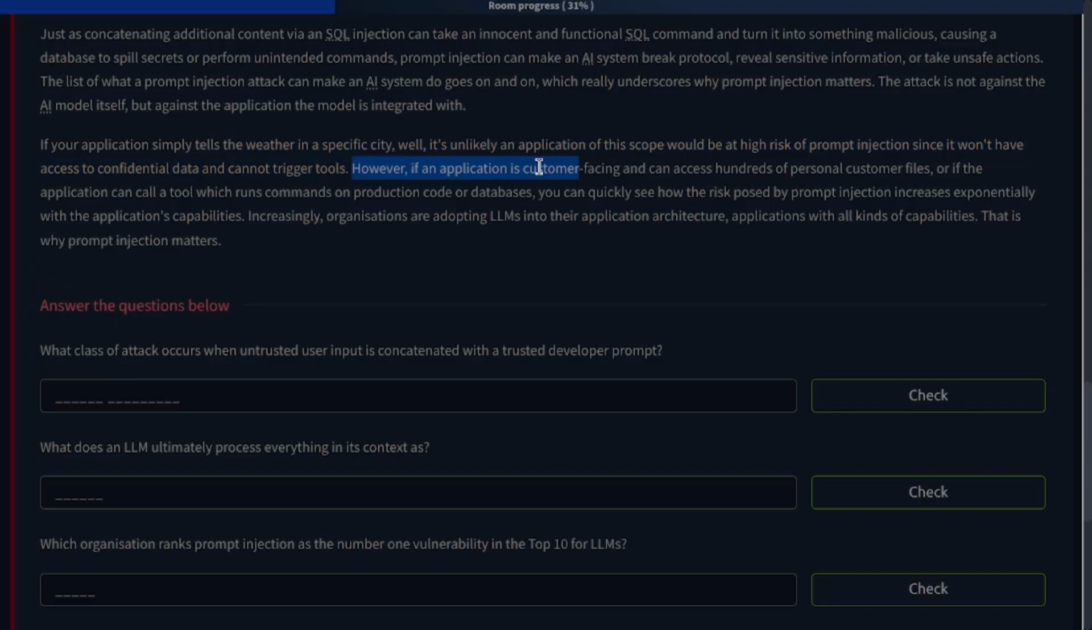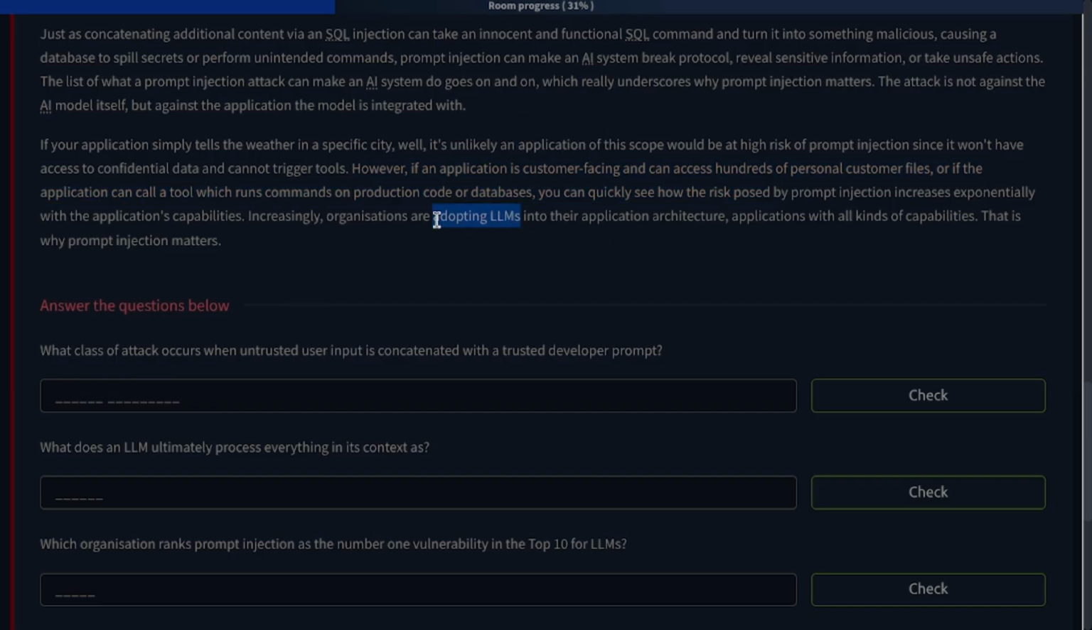However, if an application is customer facing and can access hundreds of personal customer files, or the application can call a tool which runs commands on the production code or the databases, you can quickly see how the risk posed by a prompt injection increases. If the user gives a prompt that executes code, it could give us remote code execution or command execution through the LLM. Otherwise, it will leak the confidential data anyway, if not handled carefully.